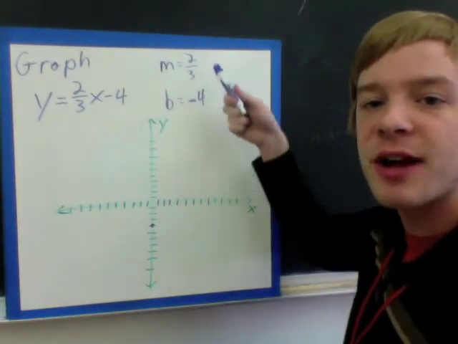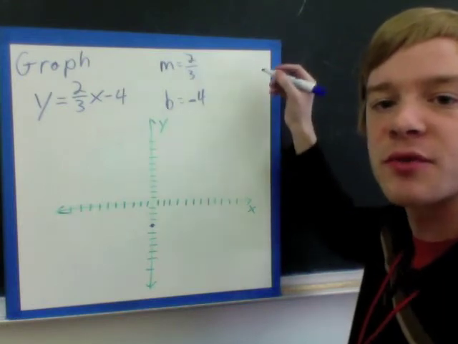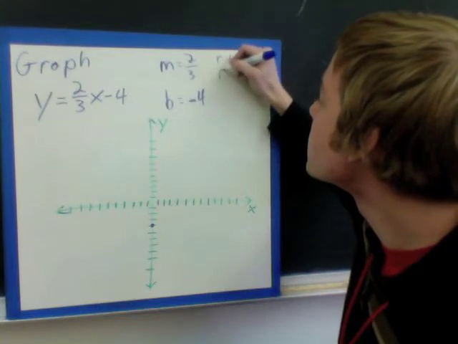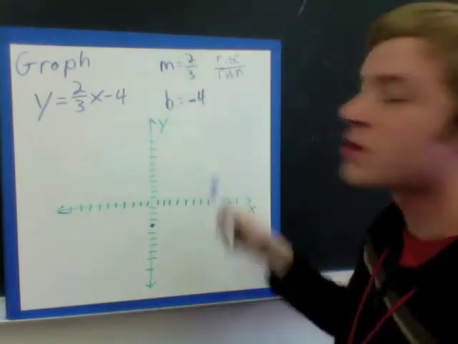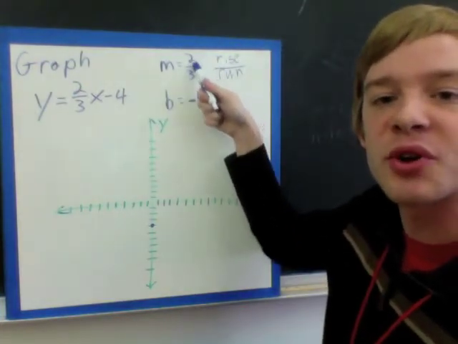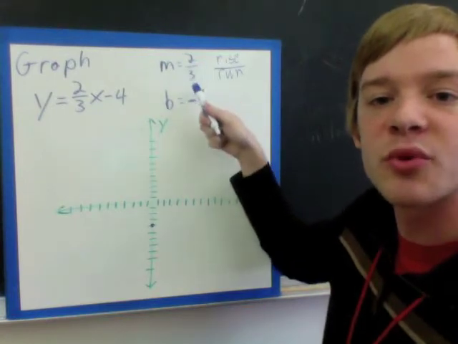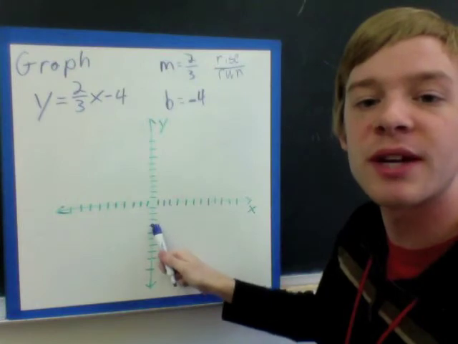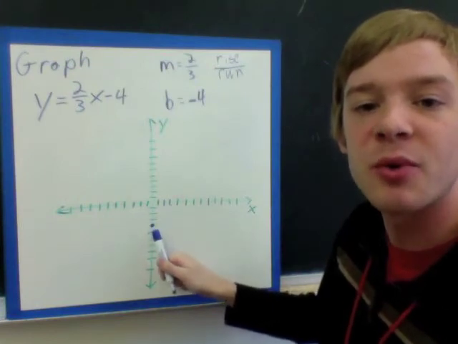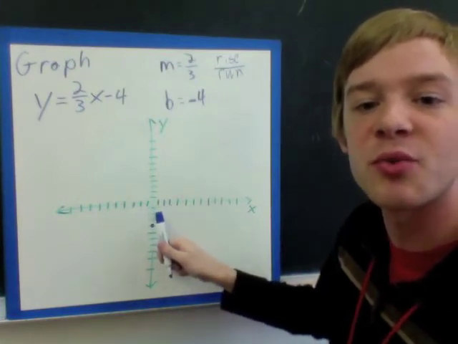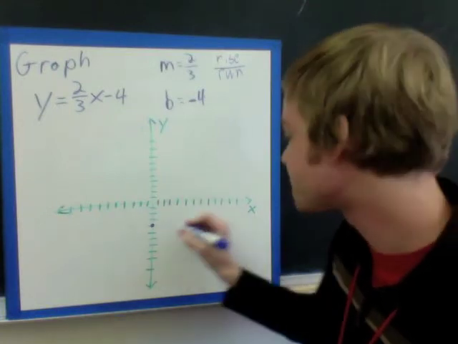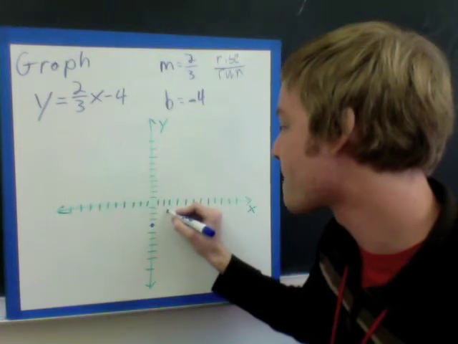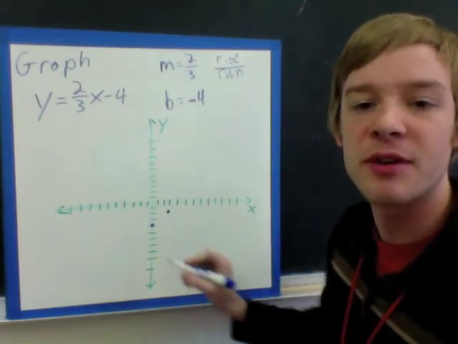Now if I have a fraction 2/3, this is our rise over our run. That means I'm going to rise, or go up 2 spaces, and I'm going to run, or go over 3 spaces. So I'm going to start right here at this point that I already marked, and I'm going to go up 2 spaces, and go to the right 3 spaces. And I mark my point right there. So now I have 2 points.